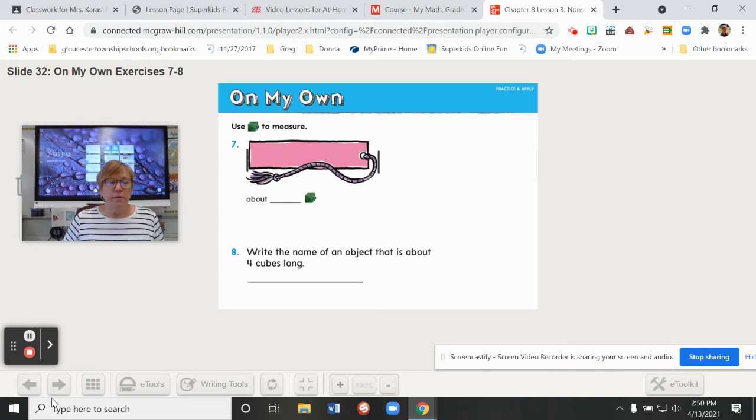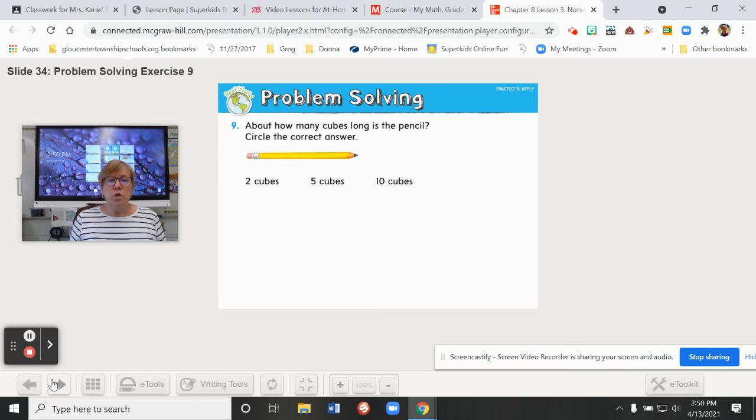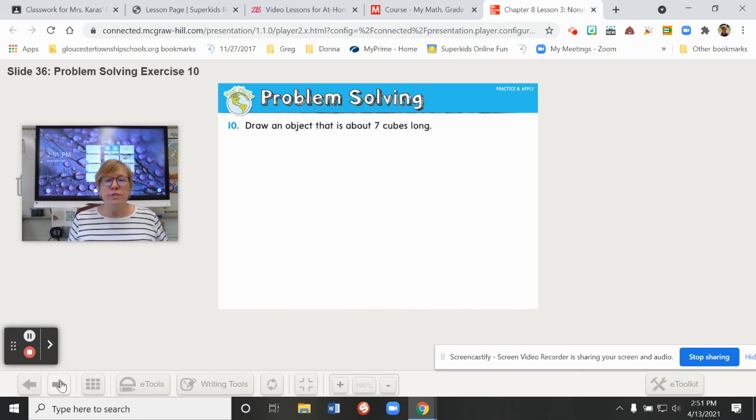Okay, now for the next one, about how many cubes long is the pencil? Circle the correct answer. About 5 cubes. And for number 10, take 7 cubes and find something that is about 7 cubes long, and after you measure it, draw that object in the spot. And that's something else we'll share in our math group.